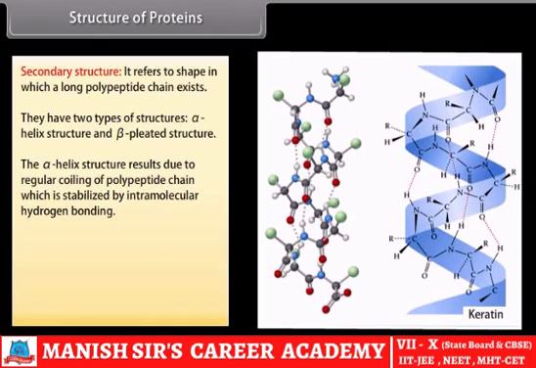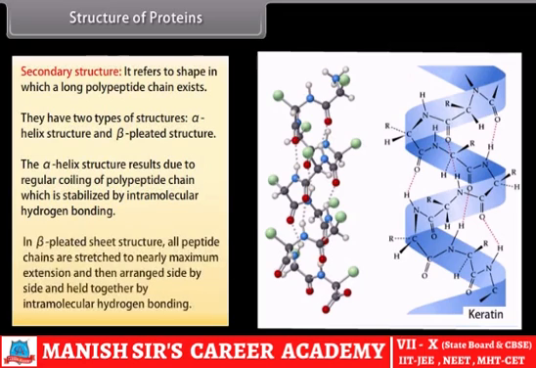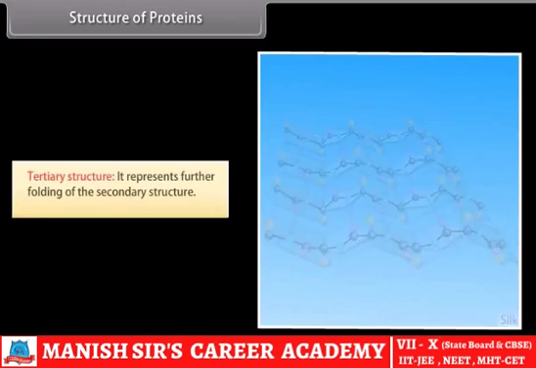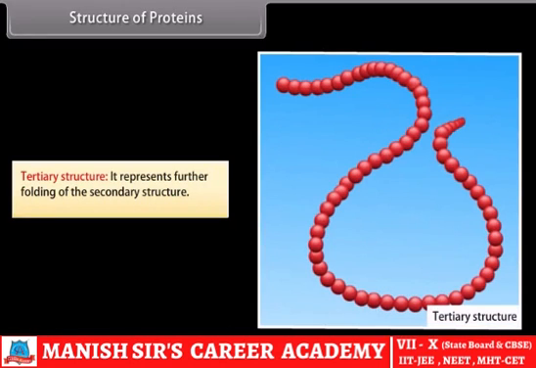For example, keratin. In beta pleated sheet structure, all peptide chains are stretched to nearly maximum extension and then arranged side by side and held together by intramolecular hydrogen bonding. For example, silk. Tertiary structure. It represents further folding of the secondary structure.